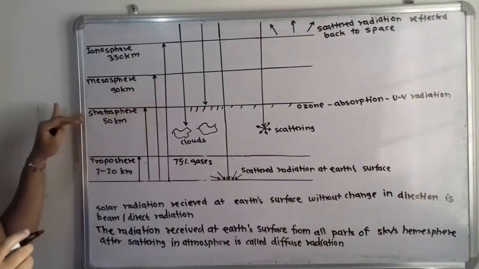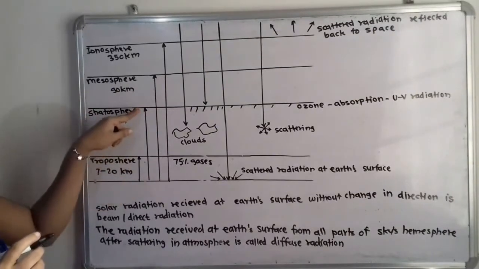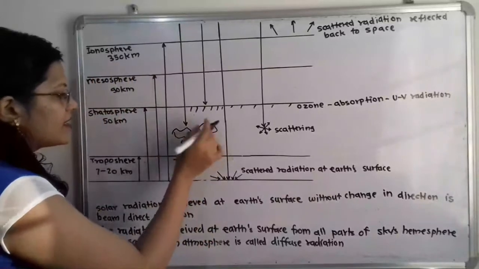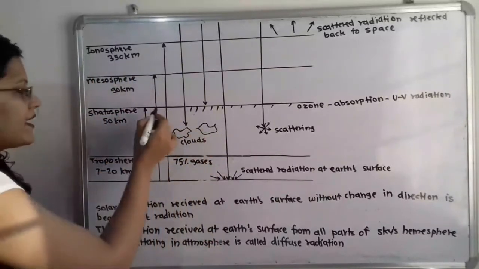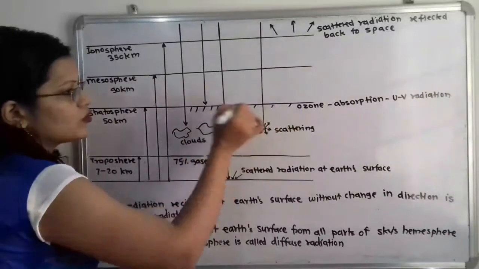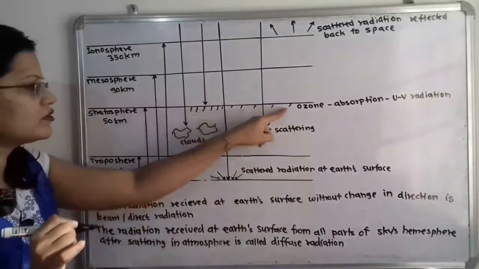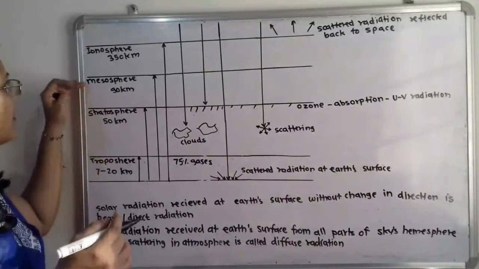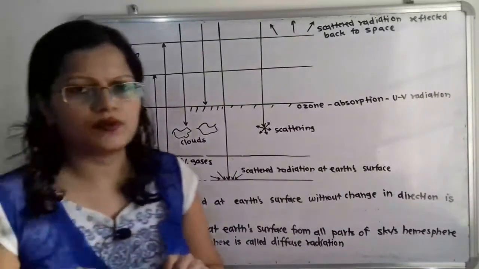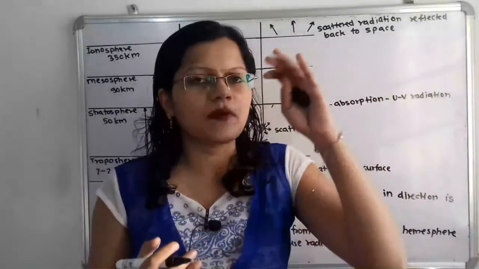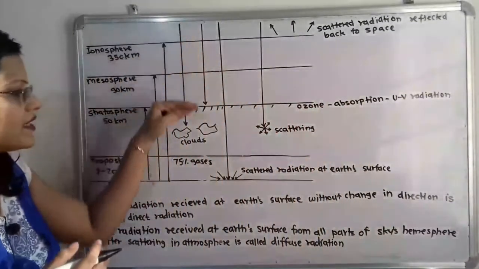If we observe the stratosphere, it is up to 50 km in height. Clouds are contained in the stratosphere, and at the top of the stratosphere there is the ozone layer. Above that there are the mesosphere and ionosphere. Now we will move to the solar radiation that is passing through these atmospheric layers.